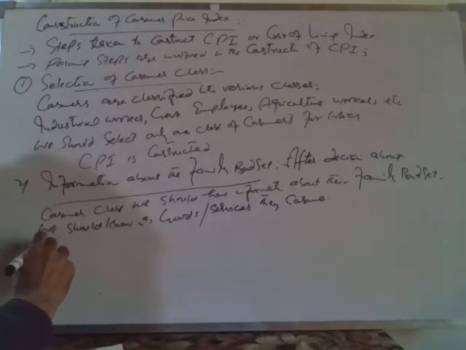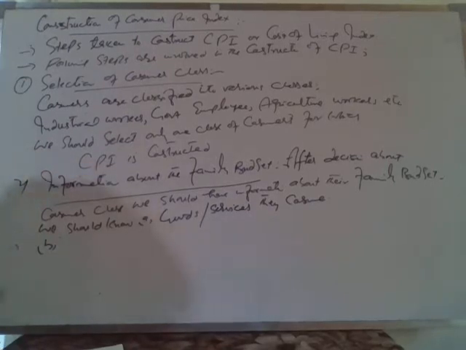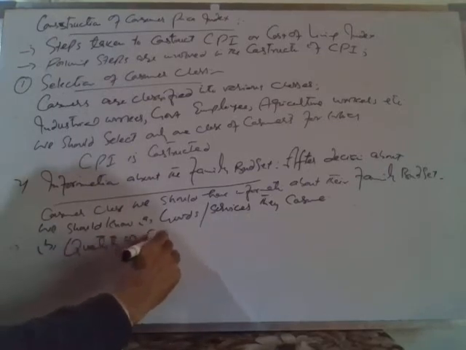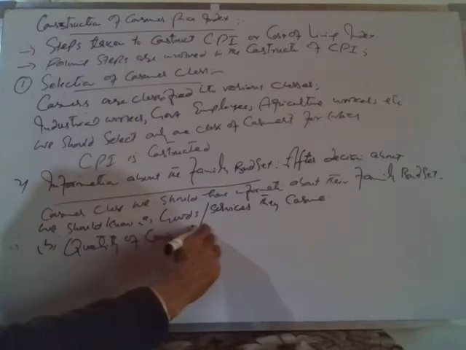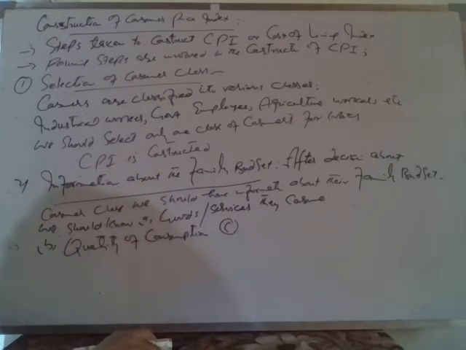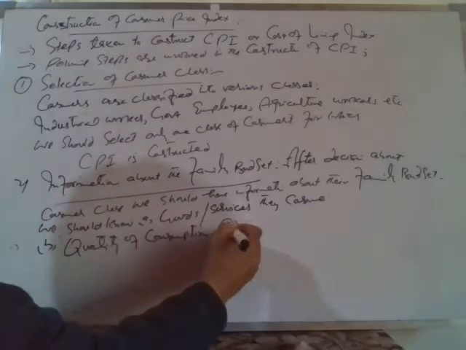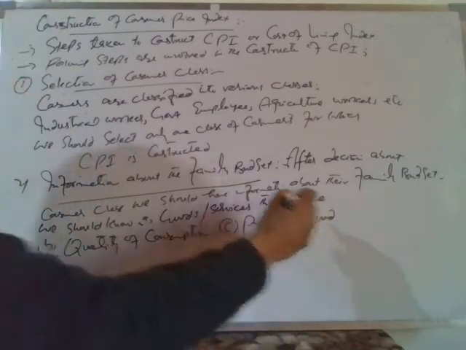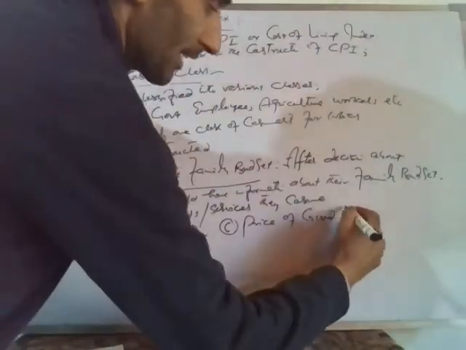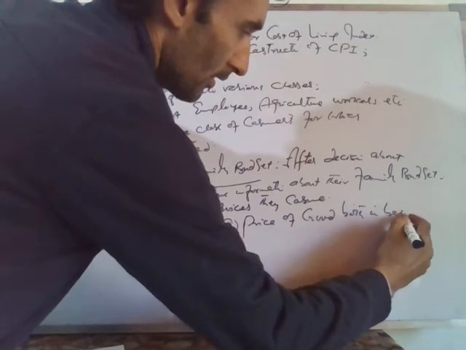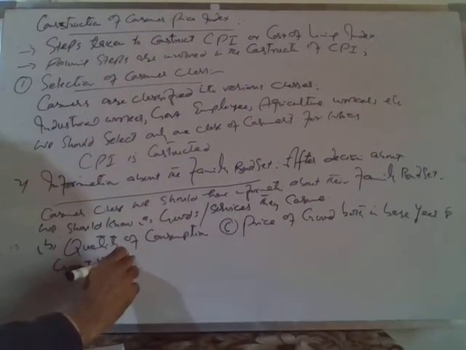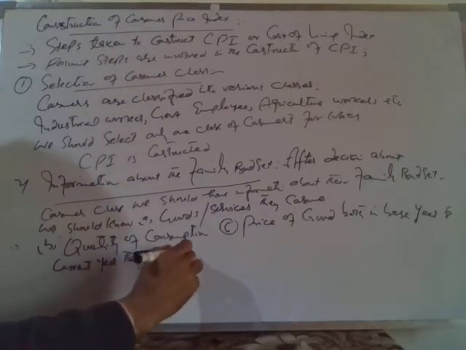Number second, B, quantities of consumption, the quantity they consume. Number C, we must know the price of the goods they consume, both in base year and current year.